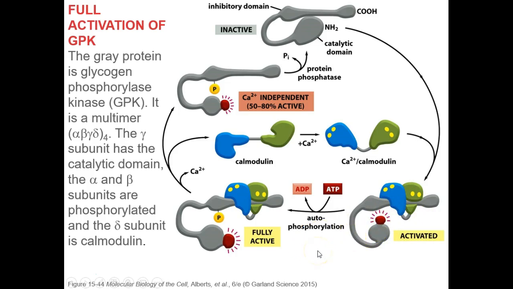But phosphorylase kinase is also activated by phosphorylation by protein kinase A. So what this diagram is meaning to show is that the phosphorylase kinase isn't completely active until it is both phosphorylated by protein kinase A and activated by calcium binding to calmodulin.